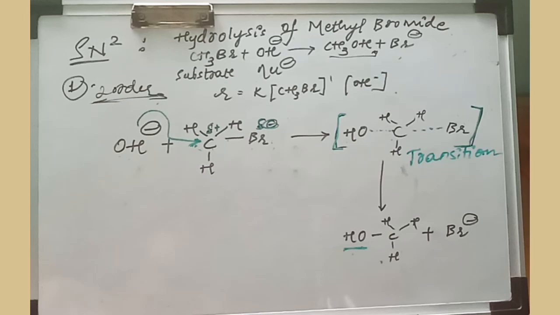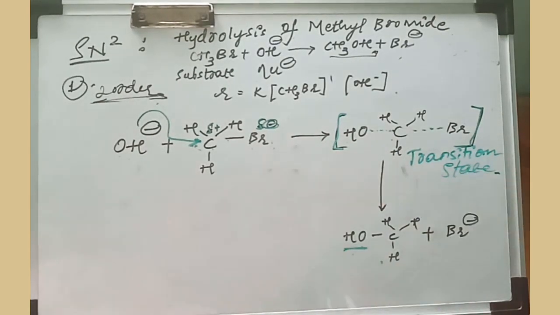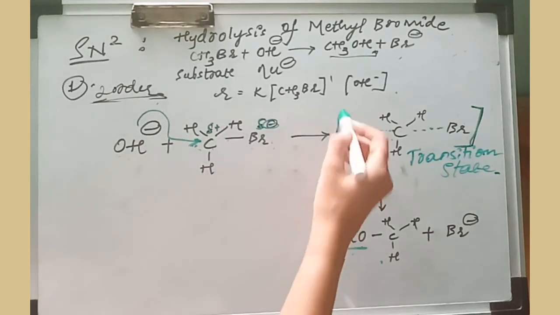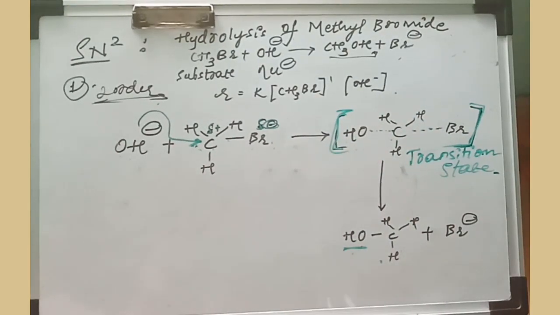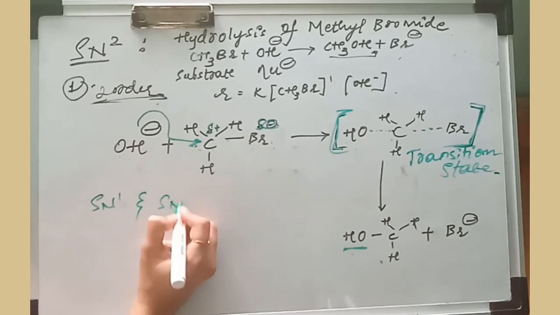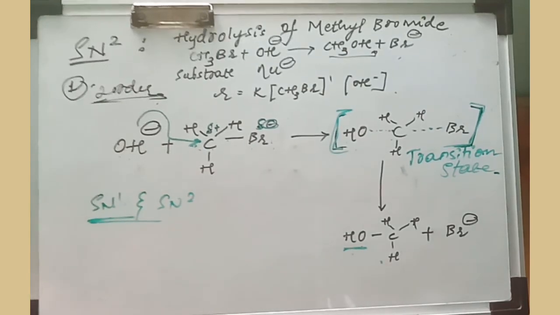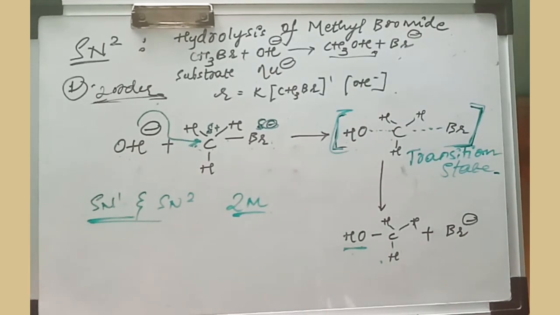The transformation of the bonds will be taking place. So this is called the transition state. It is highly unstable, that is why we are representing it by writing it in a bracket. Okay, remember, SN1 and SN2 are very, very important for your board examination. So for 2 marks they'll ask you, explain the SN1 mechanism or the SN2 mechanism.